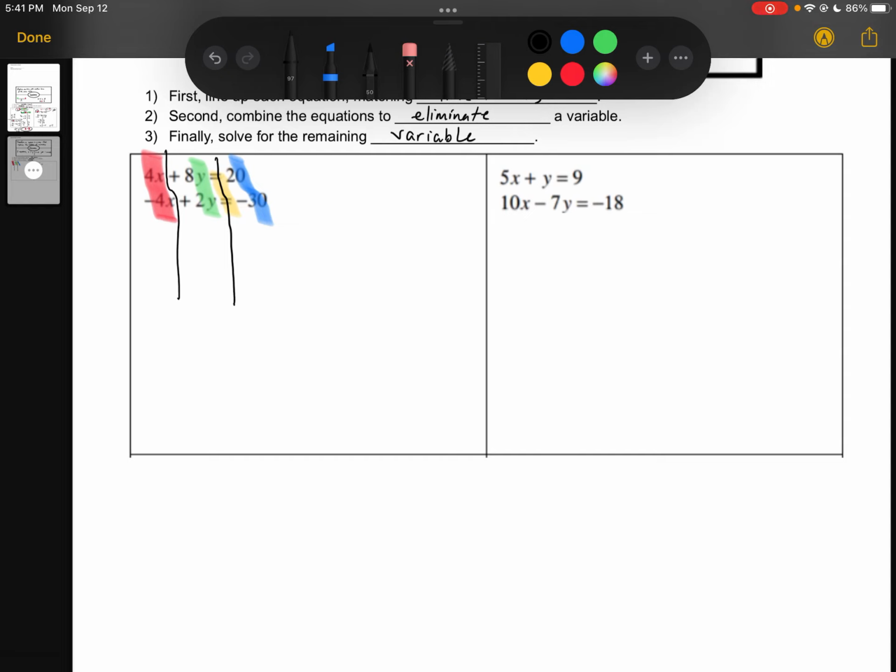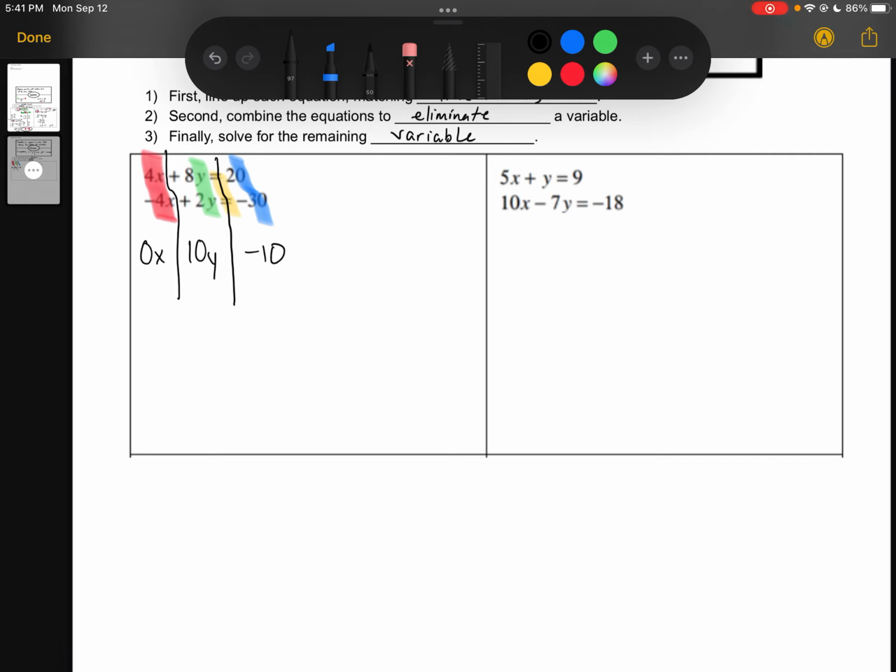So in red here, we have our 4x minus 4x. So if you have 4 minus 4, we just end up with nothing, no x's. In green, we have 8y and 2y. So add 8 and 2 together, and we end up with 10. And then in blue, we end up with positive 20 and negative 30, which gets us to negative 10.